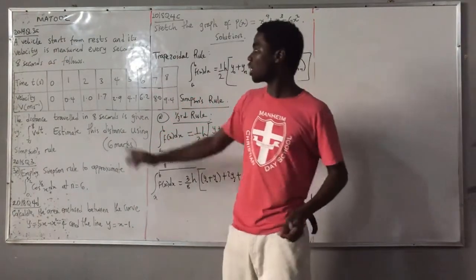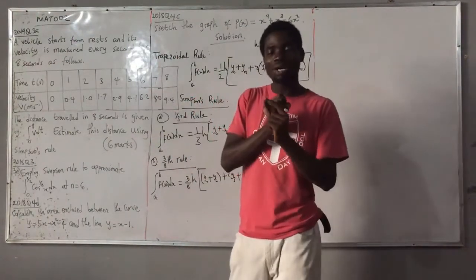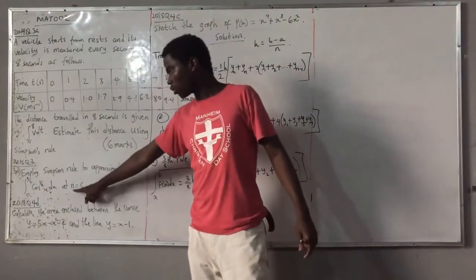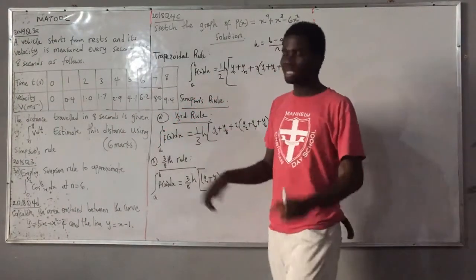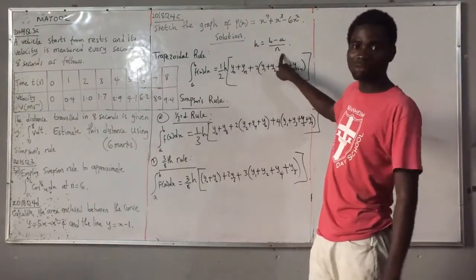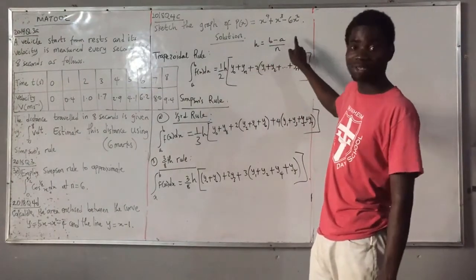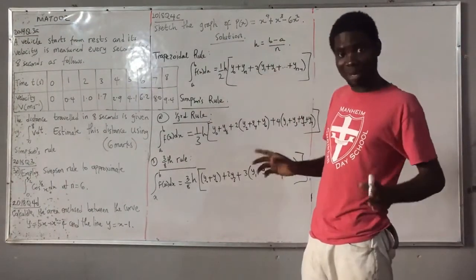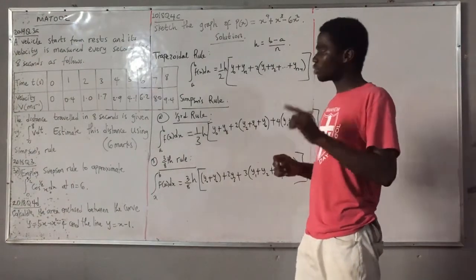You will be given, or if you are giving, it's either you are giving a table, or you are giving this. Or at times, let me tell you something, they will give you h. You see that I will now find the n myself. n will be equal to b minus a over h. Do you understand my point? Do you get that? Now, so that is one thing.